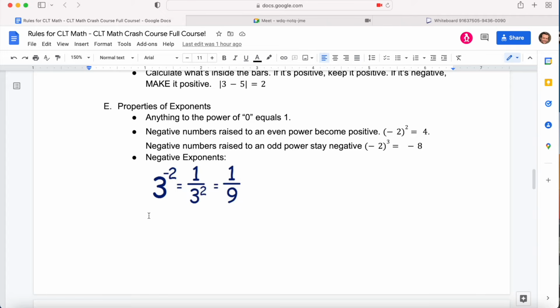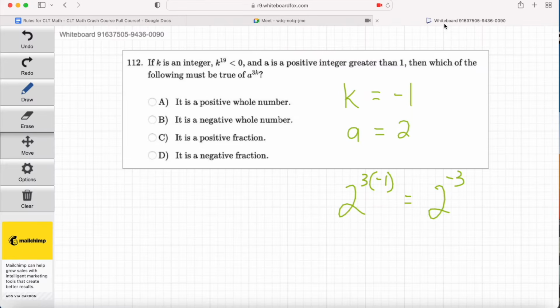So in this case, it's 1 over 3 to the power of 2. 3 to the power of 2 is just 9, so it's 1 over 9. I don't see these a ton on the CLT, but it pops up here, so it's worth noting. Let's go back to the question. So we can simplify this expression: 2 to the power of negative 1 times 3, 2 to the power of negative 3. Remember, we just flipped the numerator and denominator here. Let's start there. So what does 2 to the power of negative 3 become?